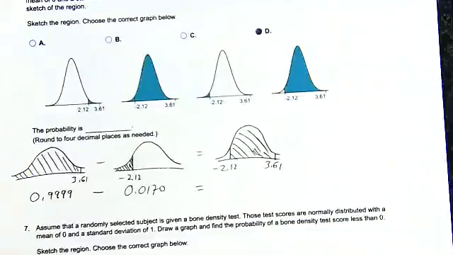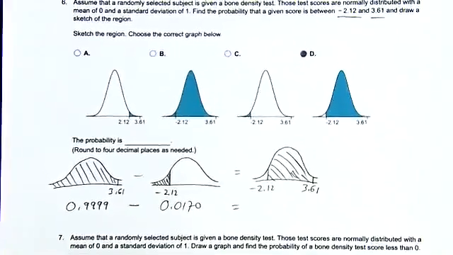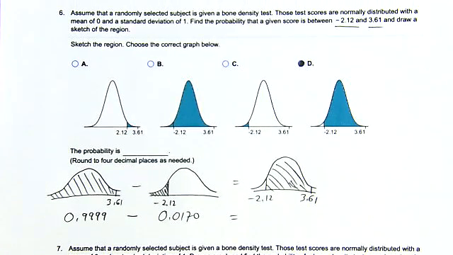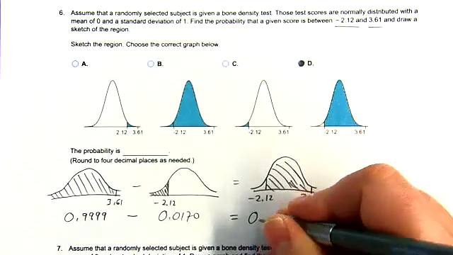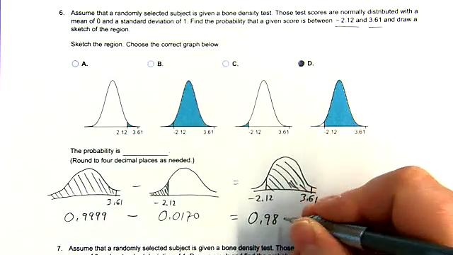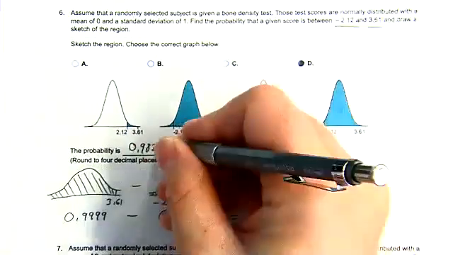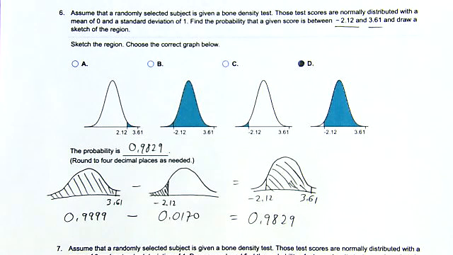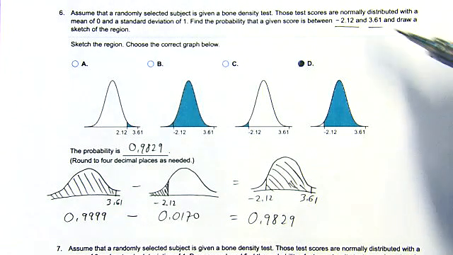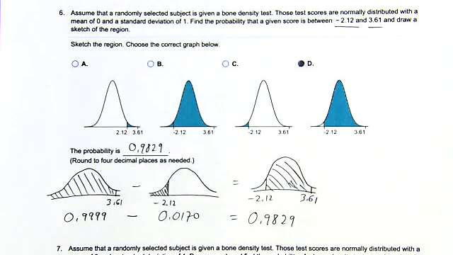And if you subtract those two numbers, you should get 0.9829, which is 98.29%. So there's a very, very high probability that your temperature is going to be between minus 2.12 and 3.61. Oh, this isn't temperature. I guess this is bone density test. So your bone density will be between those two values.